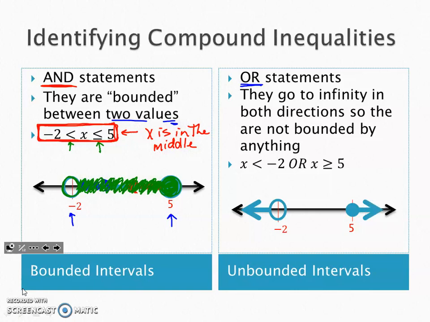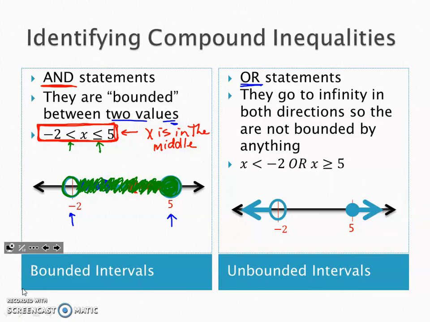There's no numbers that would work out for both of them. Okay? So an or statement or an unbounded interval is when something is not bounded. So that means that it's just going off in either direction to infinity. What's the smallest number possible? Well, we don't know what that smallest number possible is because it's infinity. It goes on forever. What's the largest number possible? We don't know what that is. It goes off to infinity.